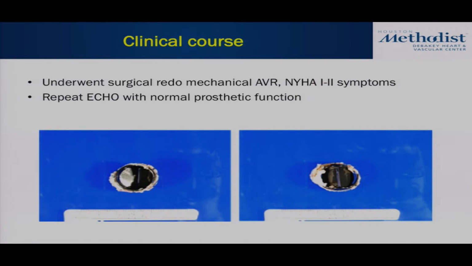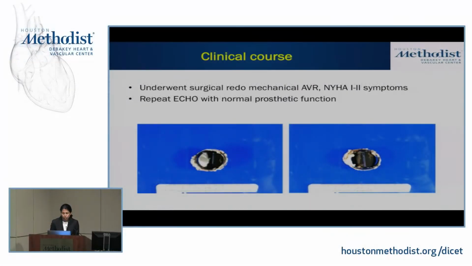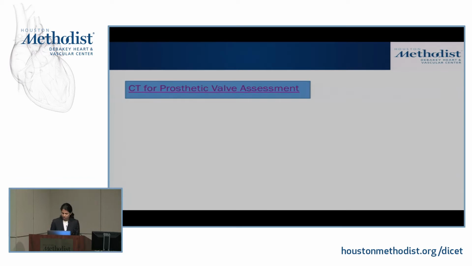So the clinical course of this patient: she underwent surgical redo mechanical AVR, and on follow-up visit, really just a month ago, she was having class 1 to 2 symptoms, so she's doing pretty well. And on explantation of the valve, you can see that there's all this fibrous material in the periprosthetic area, which is consistent with pannus, and the repeat echo shows that she's doing quite well and she had normal prosthetic function. So I'll end with that.